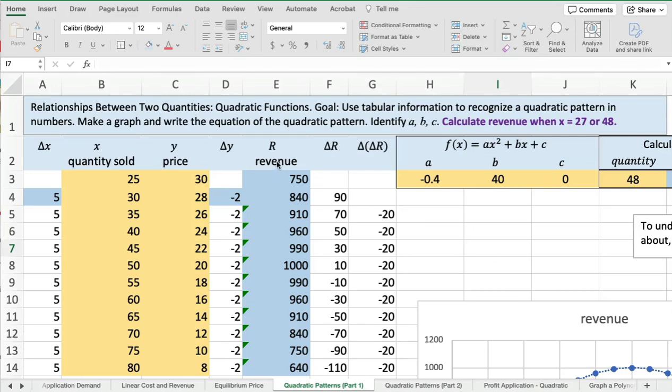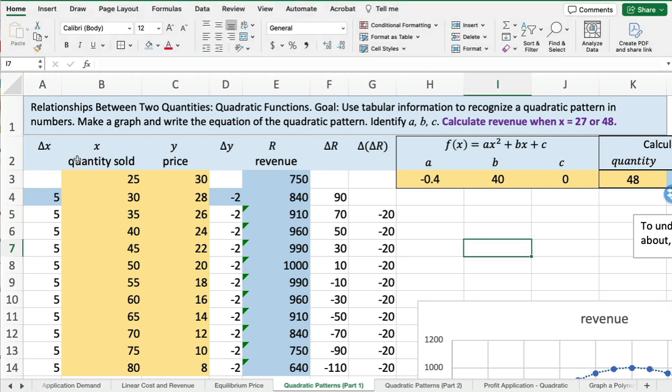We're continuing our discussion of revenue as a function of quantity sold, and we're going to discover what the quadratic relationship actually is as a formula, and then we're going to use that to calculate what the revenue would be for two missing values of x that are not in our table, when x is equal to 27 and then when x equals 48. So we're just going to see what the difference is between those two.